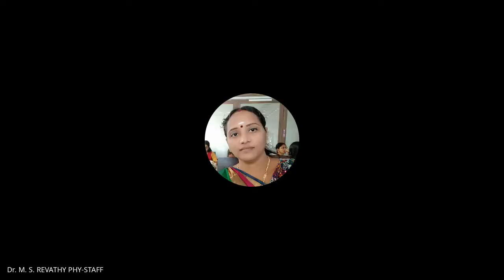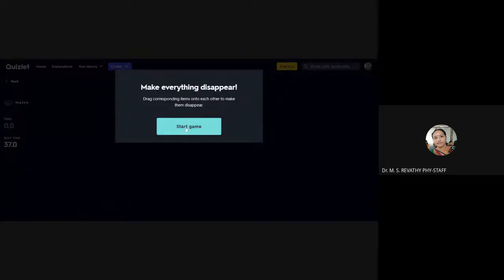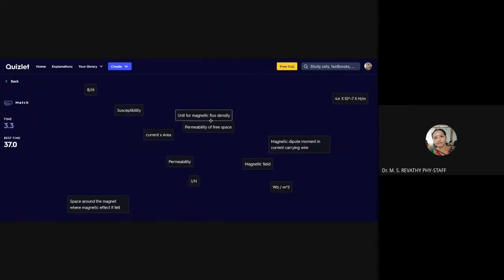Good morning once again. As a part of summarizing the previous session, I am going to show you a matching pair. I'll randomly call one of you, so you can suggest the correct match. We are going to make everything disappear that appears on the screen. On the screen you can see some terms. Last class we saw some important definitions regarding magnetic materials. Observe this for a while, and one of you can start by matching it.